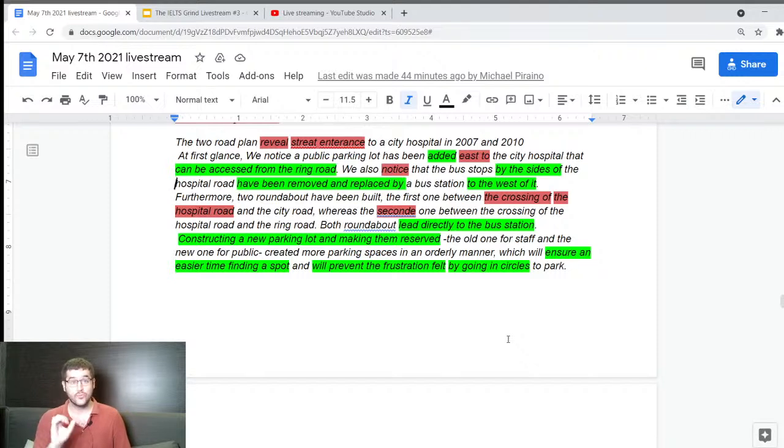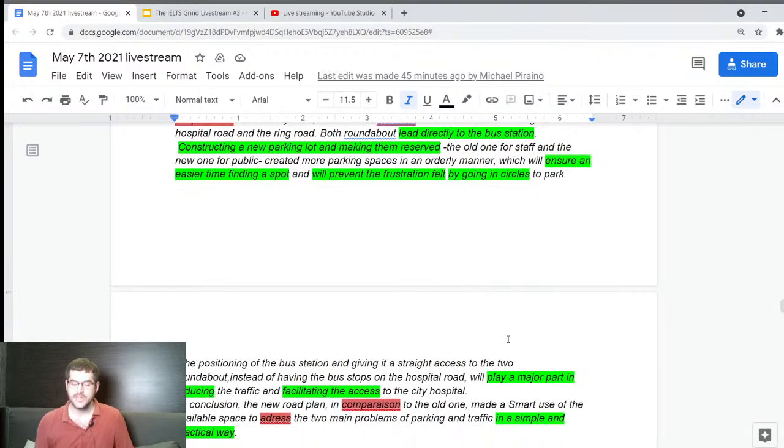He also has some really high-level noun phrases, noun clauses that make him look like an 8, except for all the mistakes that we pointed out earlier. Constructing a new parking lot and making them reserved created more parking spaces. What I said at the beginning, this is a whole subject. This is the noun clause, high level, used correctly. This is the kind of stuff that you need for a 7 and an 8. Okay. Ensure easier time finding a parking spot. Great collocations. This is something a native speaker would say.